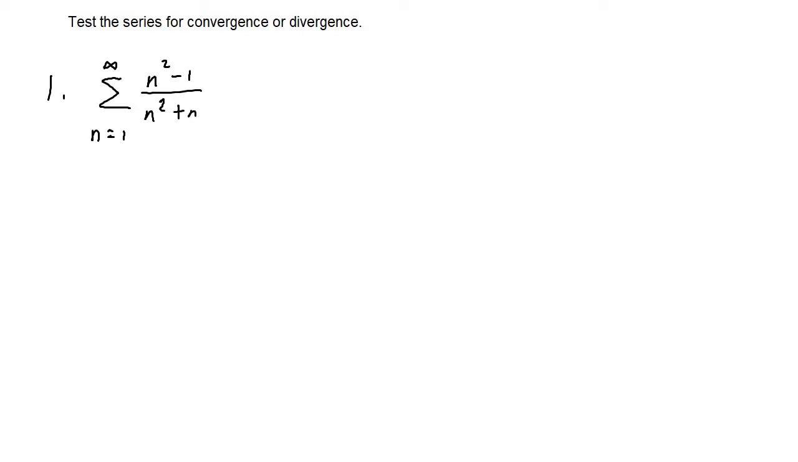So for number 1 we have the infinite series from n equals 1 to infinity of n squared minus 1 over n squared plus n. Now the very first thing I notice right away is if I take the limit of this sequence as n goes to infinity, I will obviously get 1. So if I go ahead and do that, we have the limit as n approaches infinity of n squared minus 1 over n squared plus n.